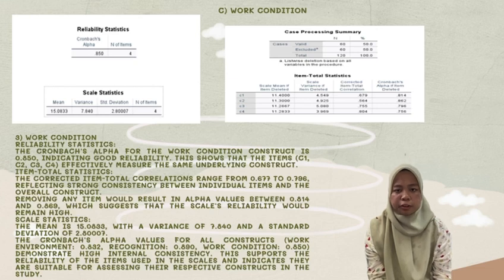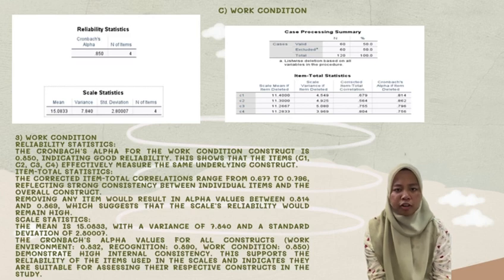Reliability statistic: the Cronbach alpha for the work condition construct is 0.850, indicating good reliability. This shows that the items C1, C2, C3, C4 effectively measure the same underlying construct. Item total statistic: the corrected item total correlation ranges from 0.677 to 0.796, reflecting strong consistency between individual items and the overall construct. Removing any item would result in an alpha value between 0.814 and 0.869, which suggests that the scale reliability would remain high. Scale statistic: the mean is 15.0833 with a variance of 7.840 and a standard deviation of 2.80007.